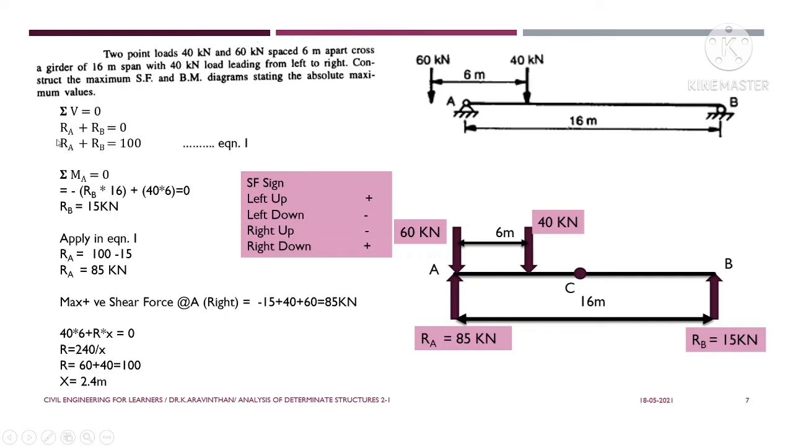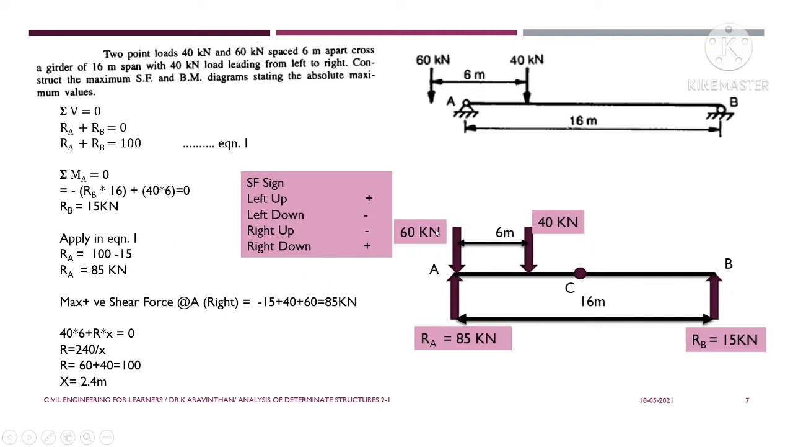Sum of V equal to 0, that is RA plus RB equal to 100 here. Now 60 plus 40, the total load, is 100. And if I want to take moment at point A, RB into distance 16, RB into 16 will be negative, and 40 into 6. 40 into 6 I have written here, which is clockwise.